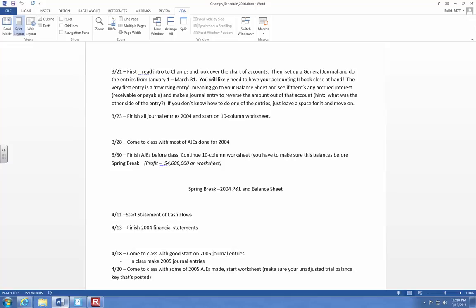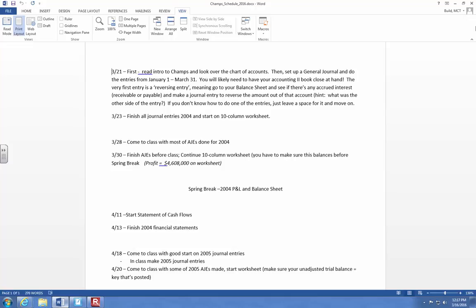Yeah, absolutely. And you will likely need to have your accounting 2 book close at hand. The very first entry is a reversing entry. It says, record the required reversing entry for accrued interest. You probably never did reversals in accounting 1 or 2. All that's asking you to do is to go into your balance sheet, see if there's any accrued interest, i.e. interest receivable or payable, and make a journal entry to reverse the amount out of that account. So if it's a payable, how are you going to reverse it? Debit or credit? You're going to debit it. And then hint, what was the other side of the entry?